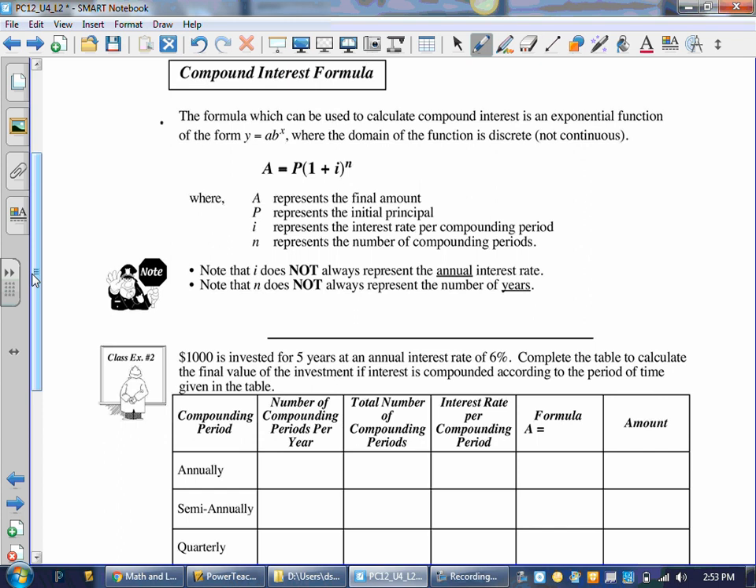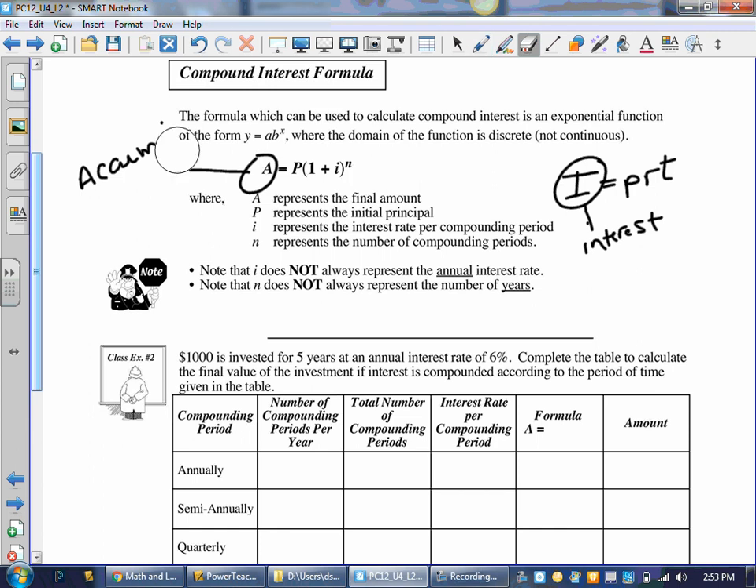P is the principal, A is the final amount, different than simple interest. The simple interest formula I gave you, I is only the interest. But in this formula, A will be your accumulated amount.